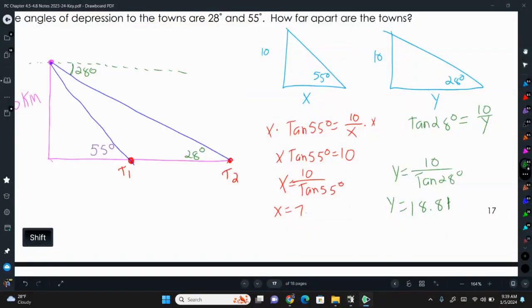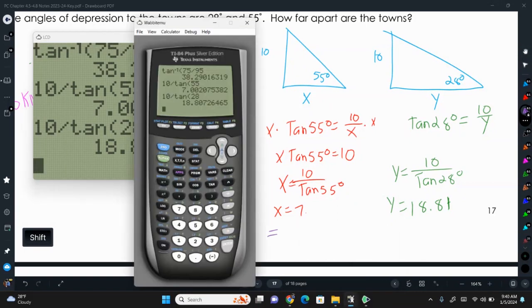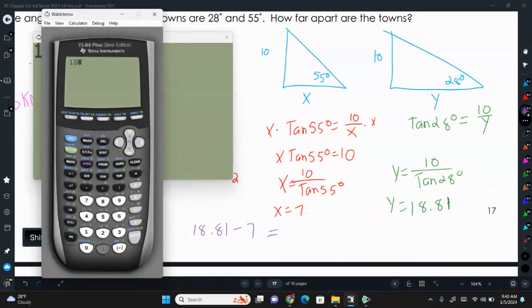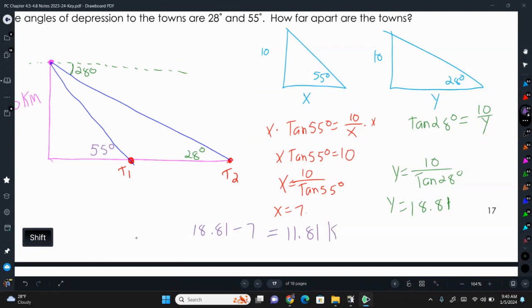18.81. And then our distance between the two towns is going to be 18.81 minus 7. So 18.81 minus 7, that's going to be 11.81 kilometers. All right. So these word problems, again, drawing a picture makes them a lot more manageable.